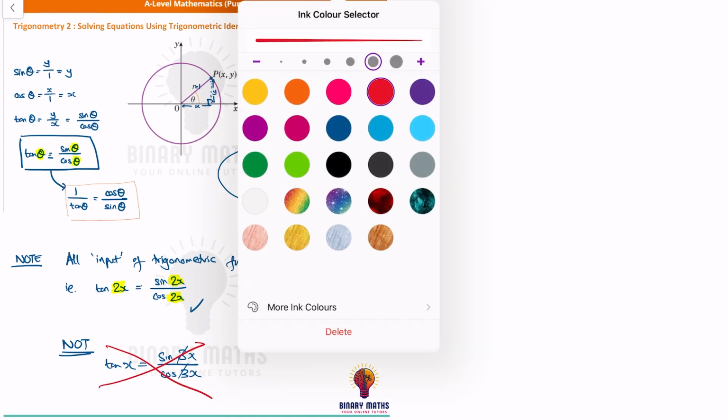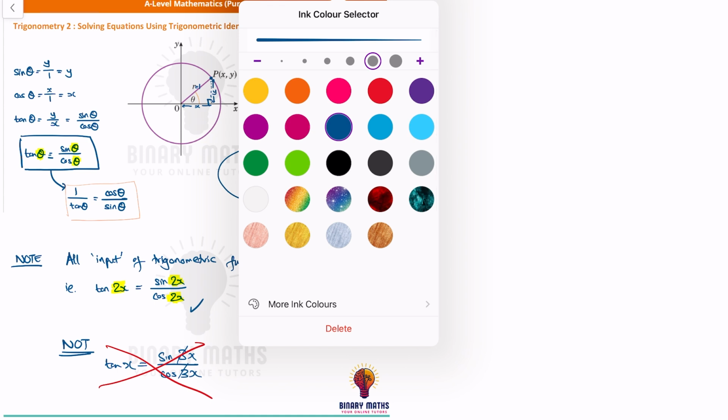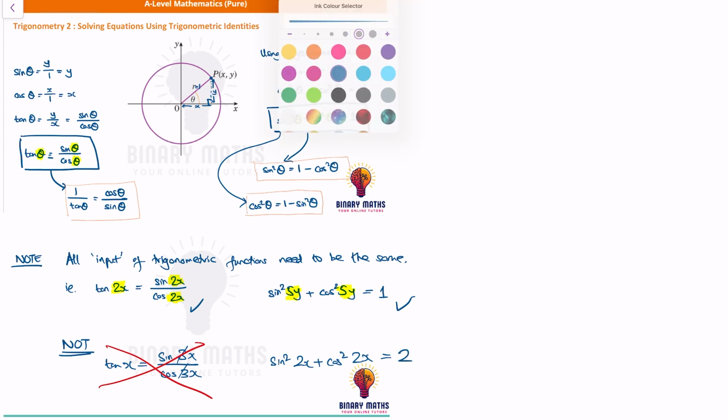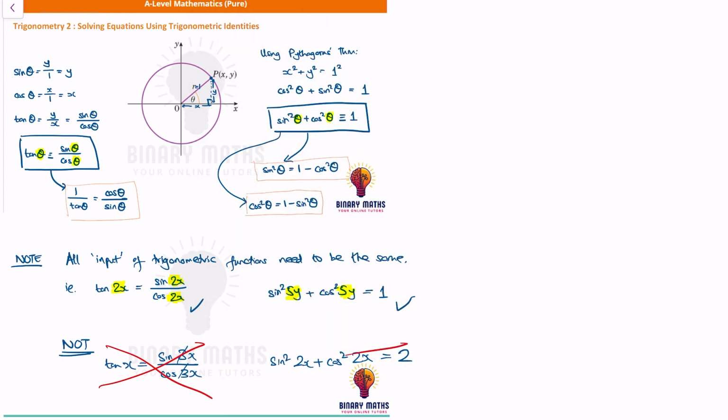If I do another example, what people tend to think is sine squared 2x plus cos squared 2x, they think because this has doubled, then obviously the 1 has to double to 2. So that is obviously all incorrect. It's still equal to 1. So just remember, if you change the input, you have to change the input everywhere.